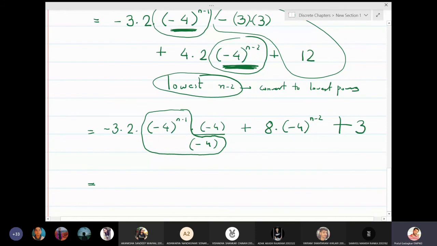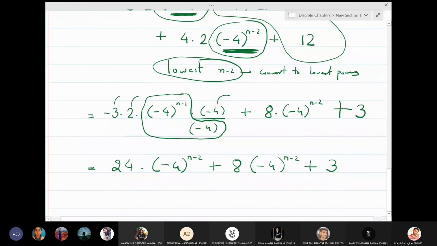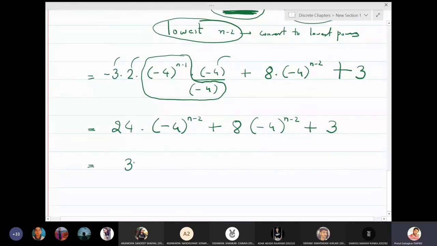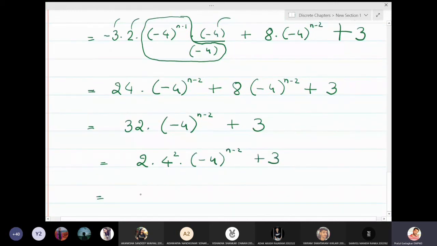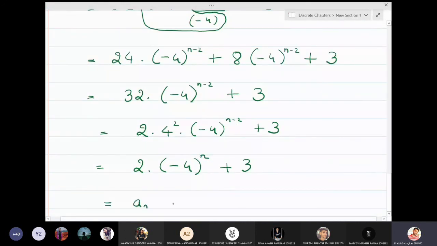And this is becoming, now how much? This is becoming 24, which is 3 into 2 into 4 with negative signs: 24 into minus 4 raised to n minus 2 plus 8 into minus 4 raised to n minus 2 plus 3. That is 32 times minus 4 raised to n minus 2 plus 3. This 32 I will split into two parts, 2 into 4 squared, 16. And this is minus 4 raised to n minus 2 plus 3, and with 2 into 4 squared, the 4 raised to minus 2 will cancel, and you'll just get 2 into minus 4 raised to n plus 3. And this is exactly an, which is the left hand side.